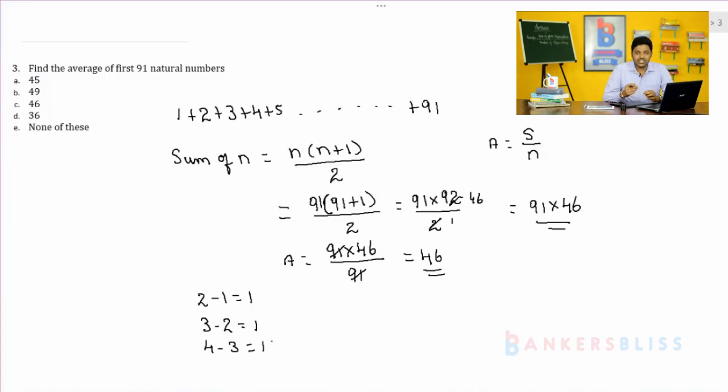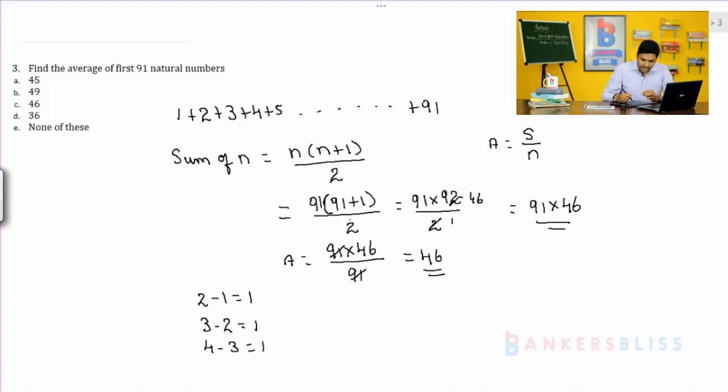If we get this type of common difference, the common difference may be 1, it may be 5, it may be 7, any number we may get, but the difference should be common between the consecutive numbers. In this series, the difference is 1 and it is common to consecutive numbers. If we get this type of series, then this series is known as arithmetic progression. If the series is in arithmetic progression, then it is very easy to calculate the average.